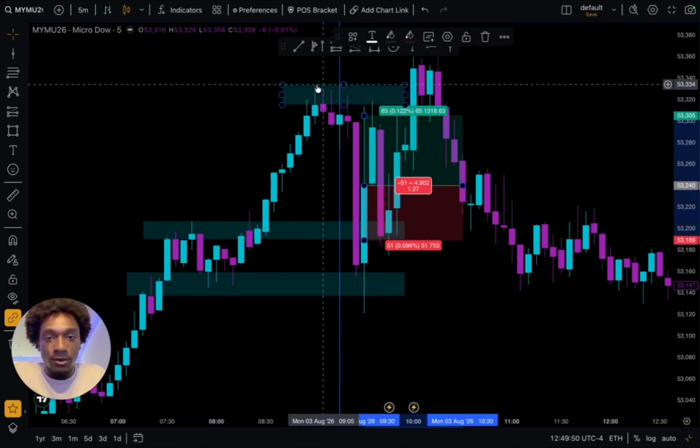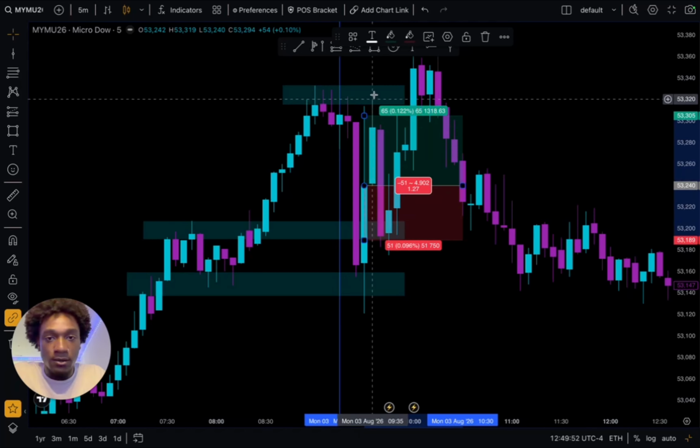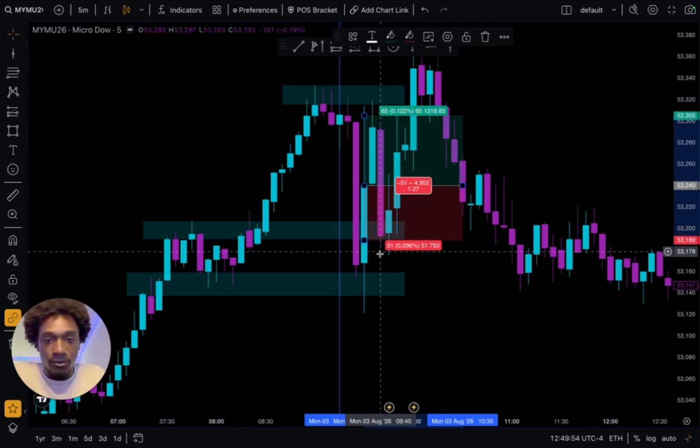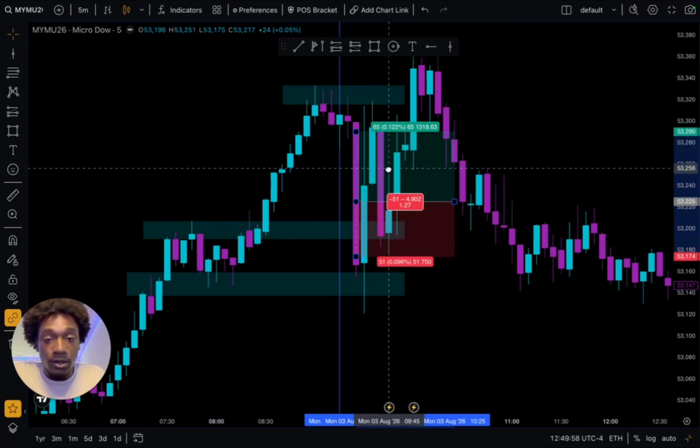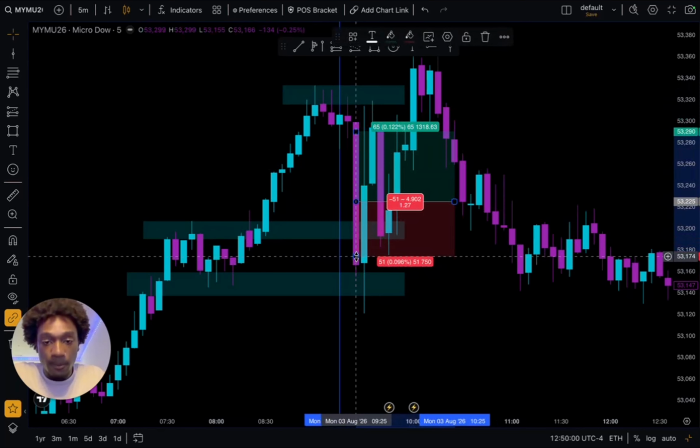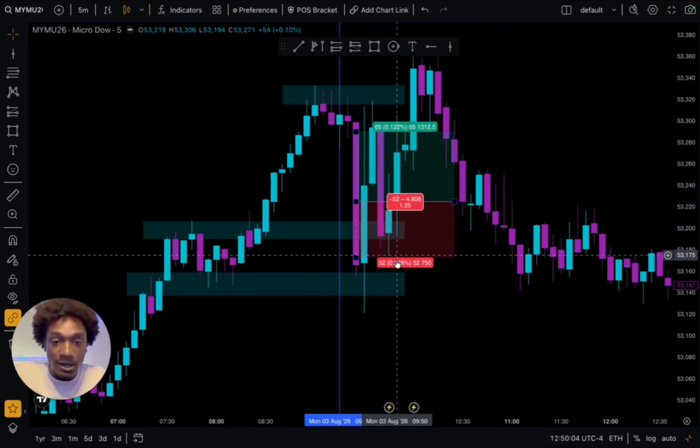I would have been aiming for this area right here. Price came up, didn't really touch that area, came back down, right? We would have got stopped out right here. But because my entry was a bit better, I entered around right here. My stop loss was at half of this level, so price kind of just edged our stop loss.